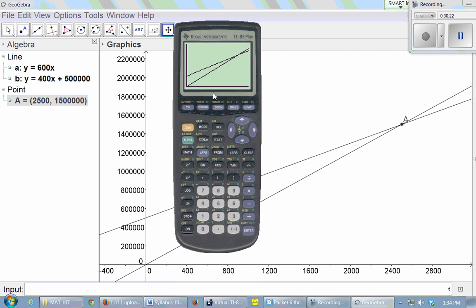And then to get that point, you do second trace, which is the calculate menu here in yellow. You choose option 5, intersect. And then you just press enter, enter, enter, and it'll find the intersection for you.